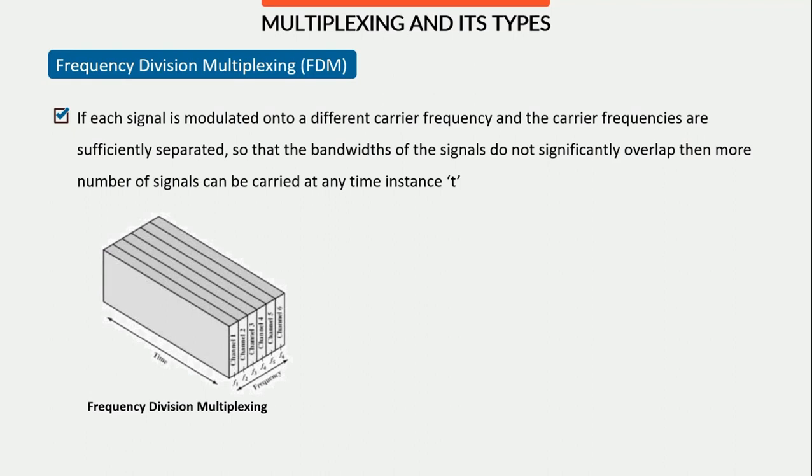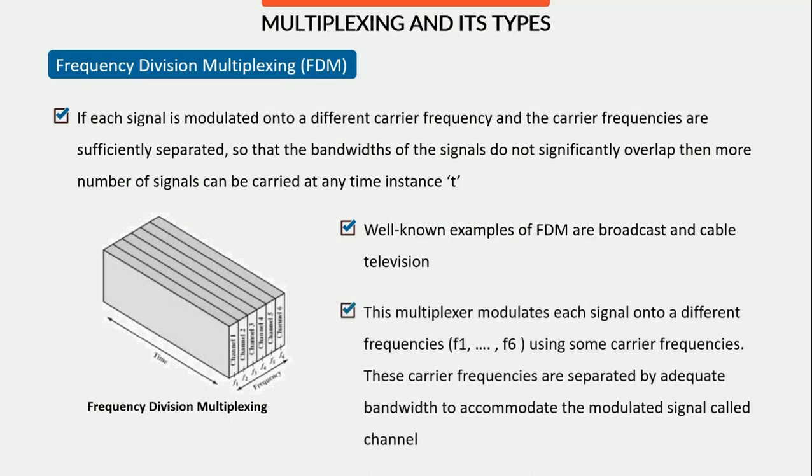A very well-known example of FDM is broadcast and cable television, where the frequencies of the channel are divided and bandwidth is divided in frequencies. We can see 6 signals are fed into the multiplexer in this diagram. This multiplexer modulates each signal onto different frequencies, F1 to F6, using some carrier frequencies.